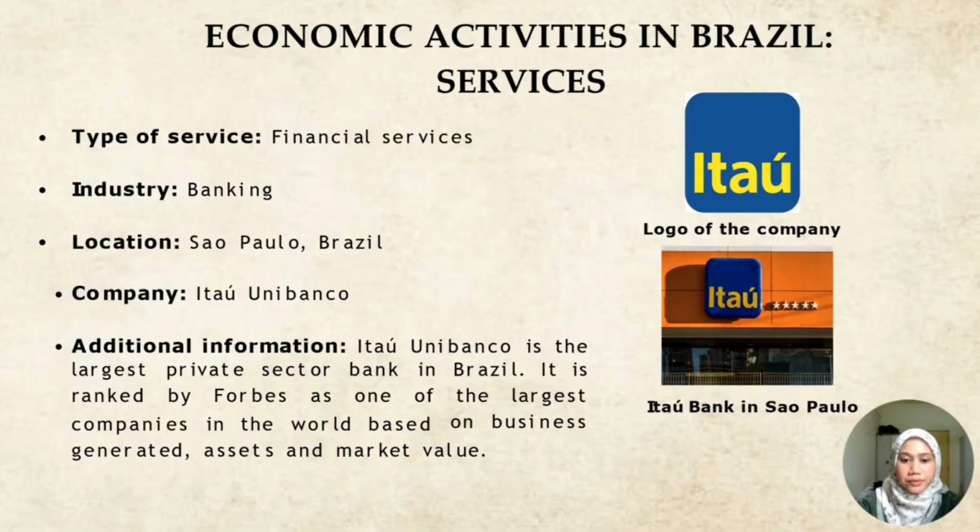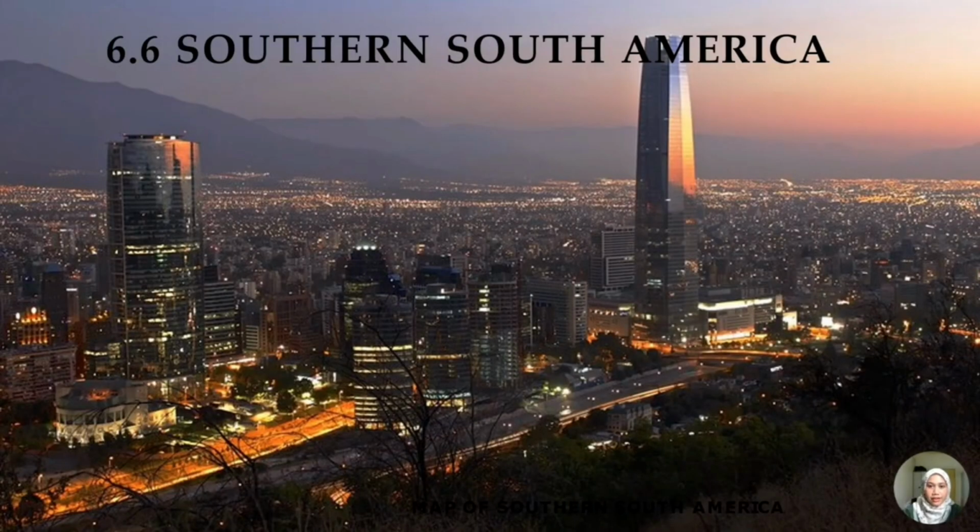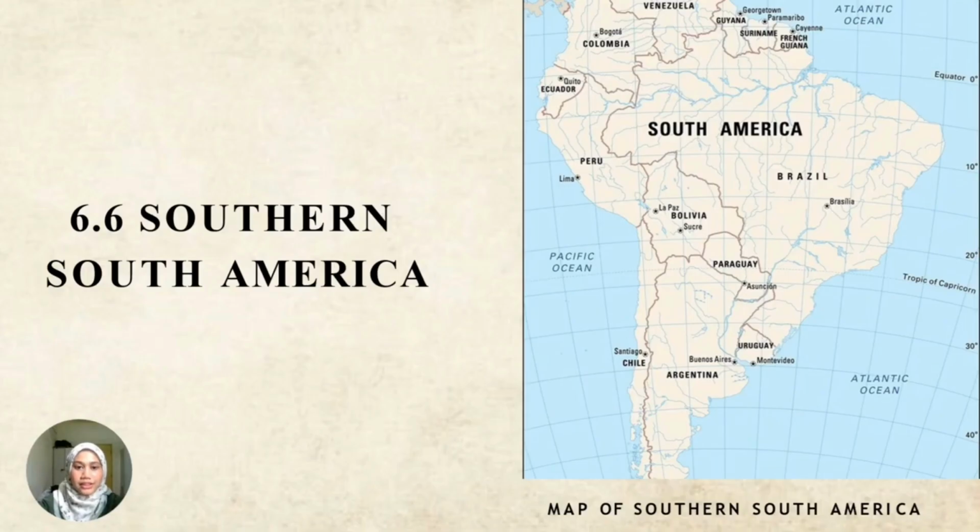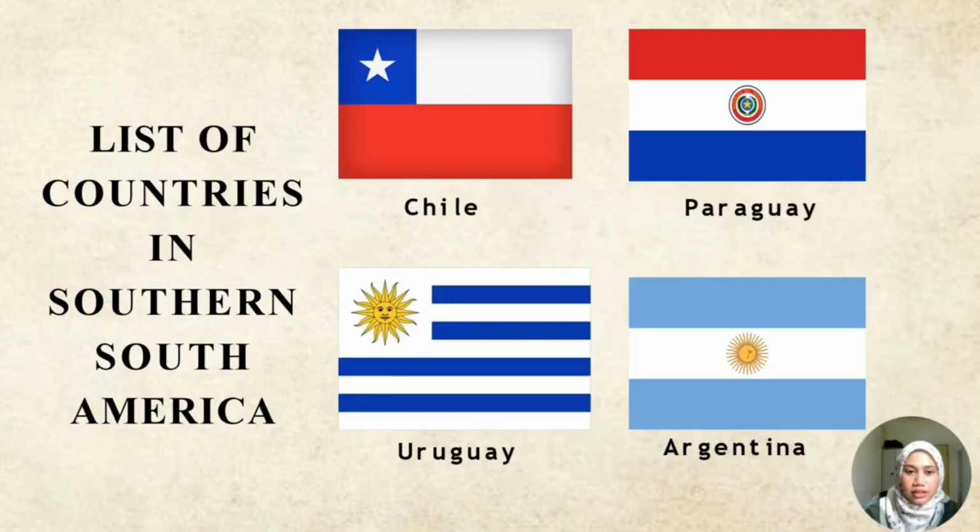Next one is Southern South America. So this is the map of Southern South America. Next, list of countries in Southern South America. The first one is Chile, Paraguay, Uruguay, and Argentina.